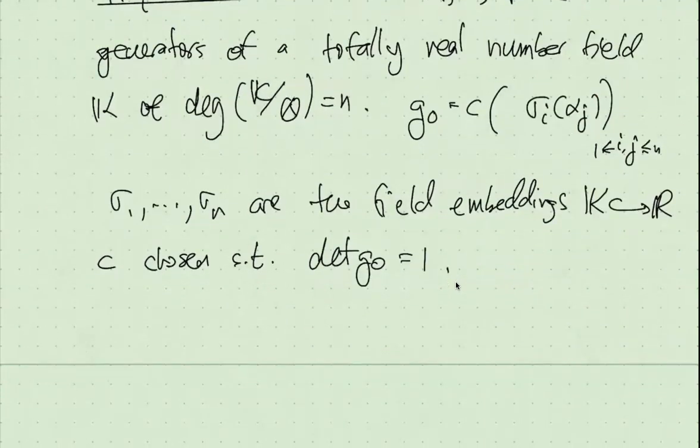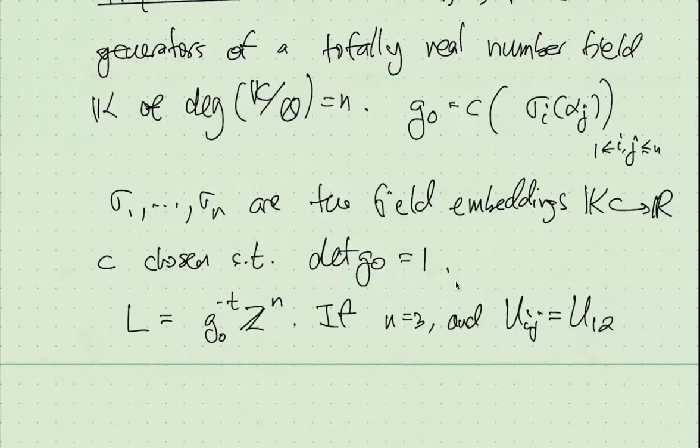And then we take the point L, which is a lattice in this space, g_0 inverse transpose Z^n. This notation means the inverse of the transpose matrix, that's engineering notation, or in other words, it's the dual lattice, if you prefer that terminology. And what Haynes was saying, which is a correct statement, is that if n equals 3, and u_ij is, say, u_1, I guess he was using one particular group, maybe 2, 3.